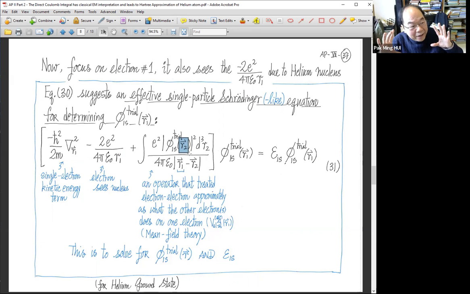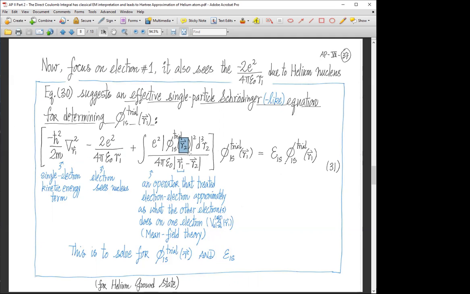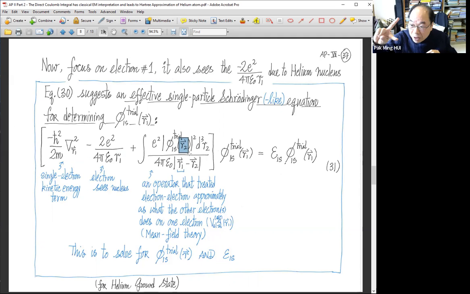Do you understand me, Tai? Is that you? Yes. Now you write it down, so you have 2 equations. In principle, that forms a set of equations to be solved for phi 1s(R1) and phi 1s(R2), but they are the same function. So immediately you will see the equations are identical.